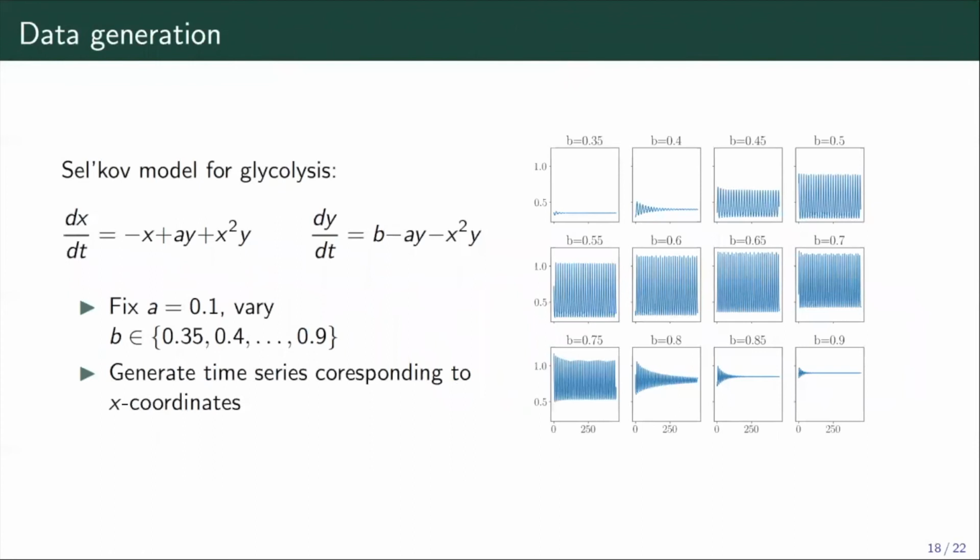So again, we have our full model here because we know what model we're starting with, but in real life, that's typically not what you have, right? Typically when you're observing a system, you have one recording or one time series. So we're going to fix the parameter value a at 0.1. We're going to vary the parameter value b between 0.35 and 0.9, but we're only going to hold on to the solution, the x coordinates. So we get the corresponding time series shown on the right. For each parameter value, we get one time series.